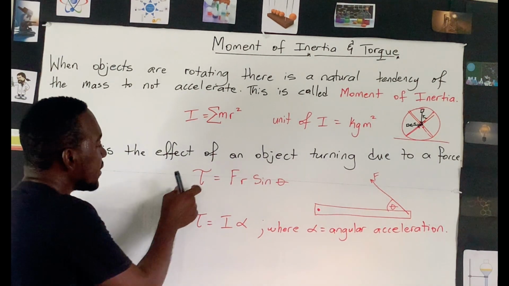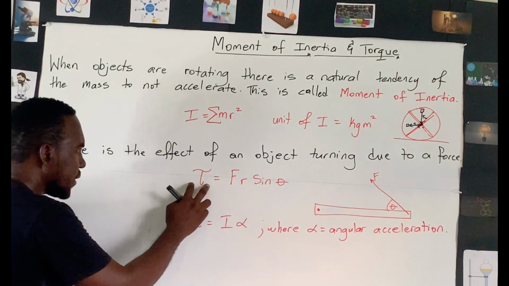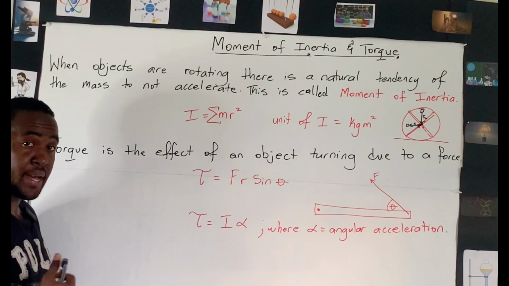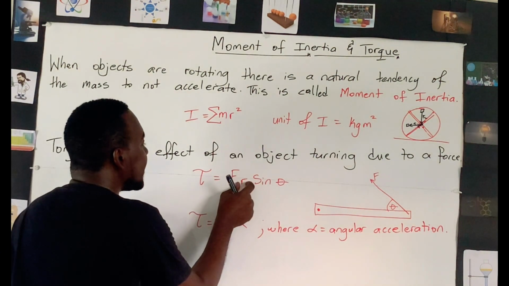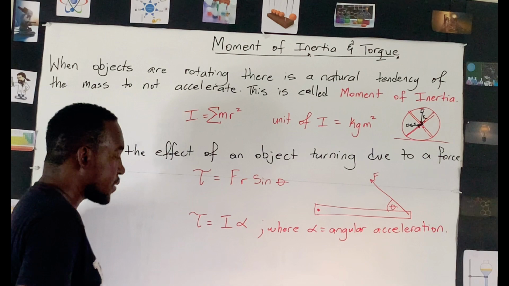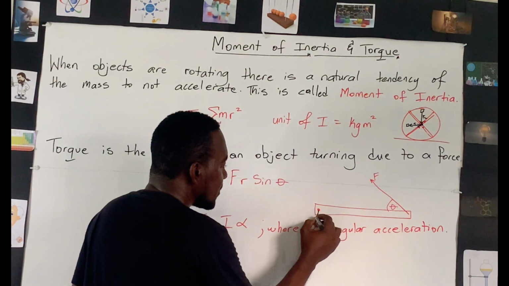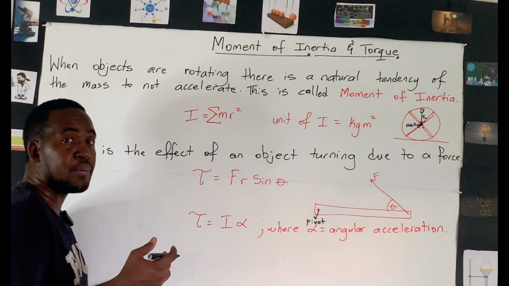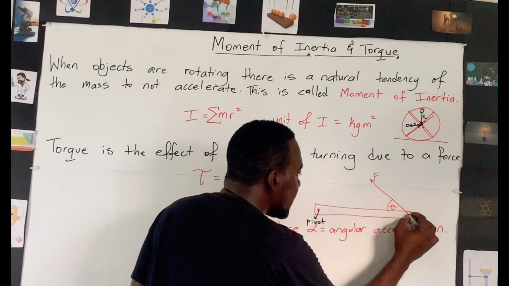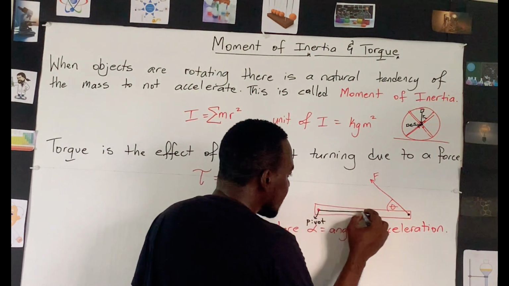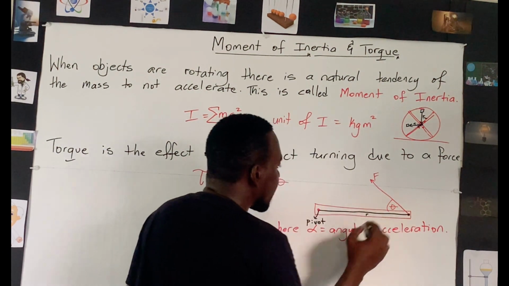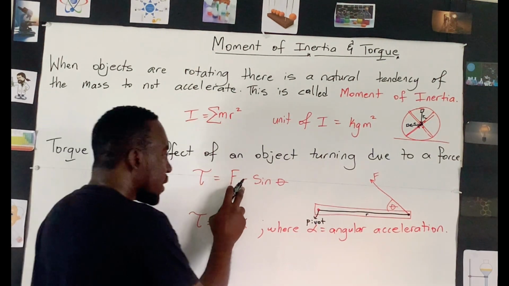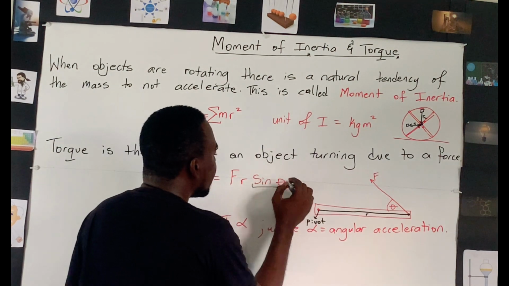And torque is represented by our Greek symbol here, tau, and we multiply the force that is being applied to cause the rotation times the distance away from the pivot point. So if you look at this object, if this is your pivot point here, the point the object is going to be rotated about, and the force is being applied here, then this distance right here is your R, right? So it's the value of the force times R, and notice here we have sine theta.